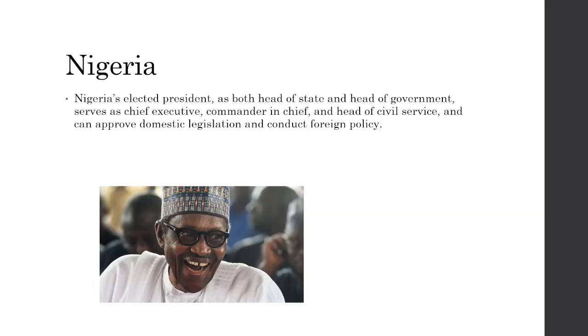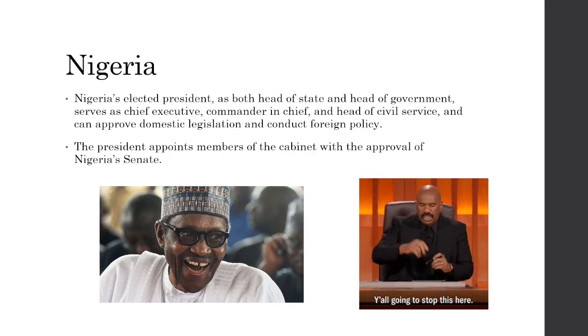Nigeria. Nigeria's elected president is also the head of state, head of government. Remember, this is a presidential system. They serve as the chief executive, the commander-in-chief, overseeing the military. They also are the head of civil service, and they can approve domestic legislation and conduct foreign policy. So very, very similar to the Mexican system. The president will appoint members of the cabinet with the approval of the Senate. So we can see in both countries, the Senate has an interesting role here in approving certain members of the cabinet. Let's talk about Russia.